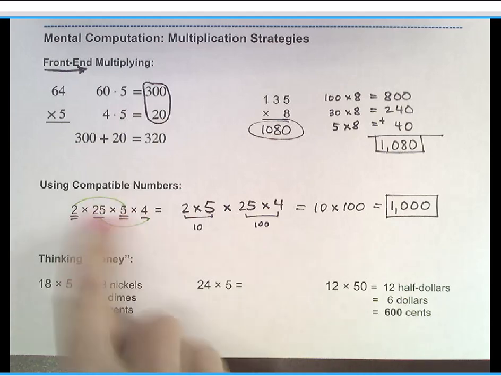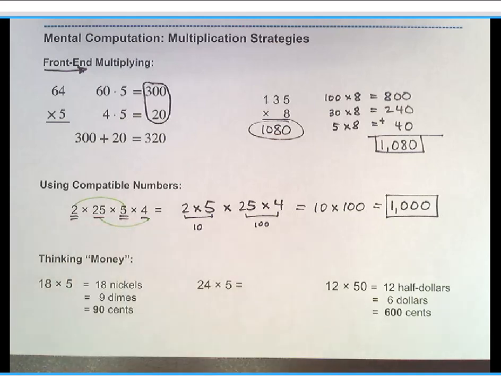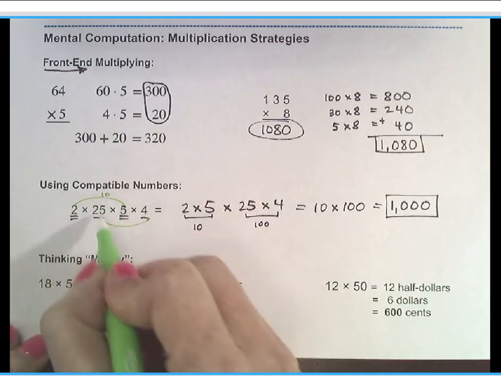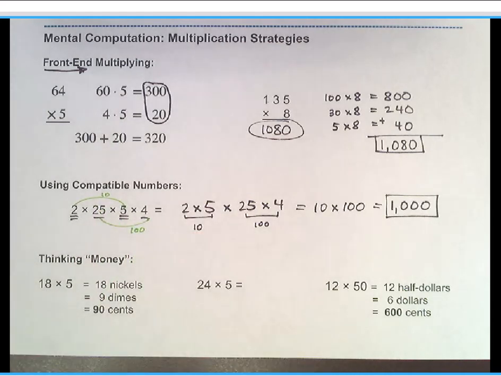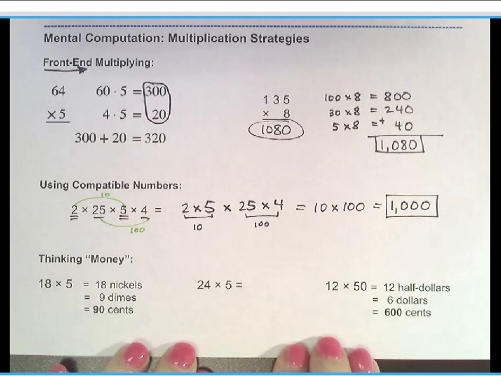So this is not distributing. This is me changing up the order in my head, not writing it down. 2 times 5 would be 10, 25 times 4 is your 100, right? So that's how you could use compatible numbers. Multiply in the order that you want, not necessarily in the order that they give you, and try to find numbers that multiply to be tens and hundreds.